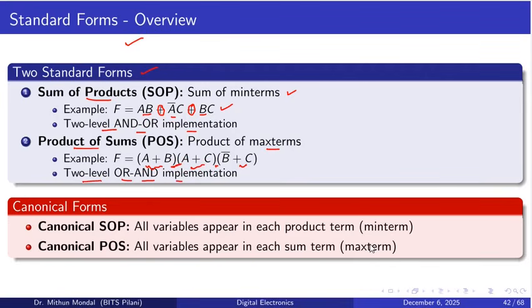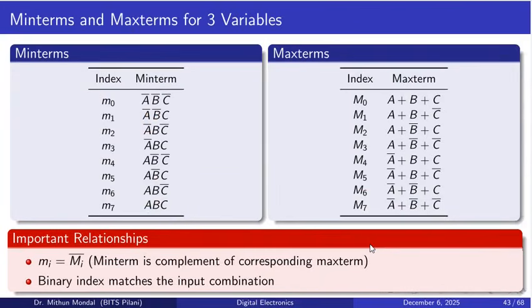So these two important forms, SOP and POS, are basically the canonical forms. In the canonical SOP, all variables appear in each product term, which is the min term, and in the canonical POS, all variables appear in each sum term, which is the max term. Now let us take an example of three variables and see what the min terms and max terms are and how they are formed.